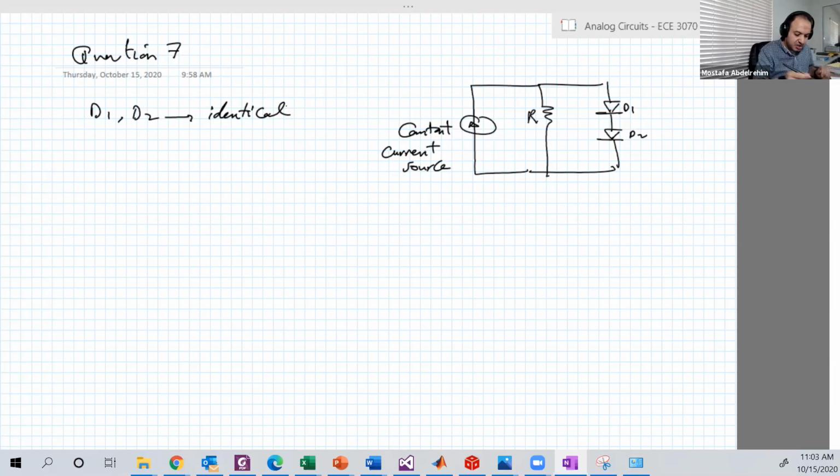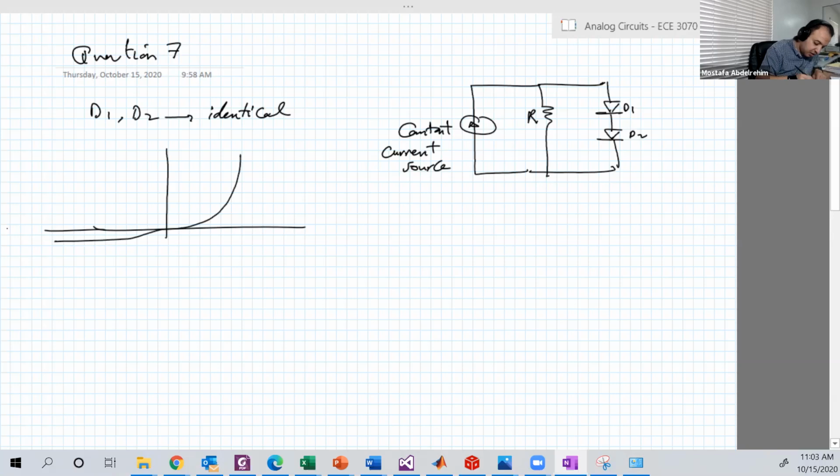So let's finish this. This is easy also. So D1 is identical to D2. So two diodes that are identical, and that means if you have the characteristics like this, and you know the current, then you know the voltage. Good. Both currents are the same. ID1 equals ID2. Let's call it ID, because they are in series.